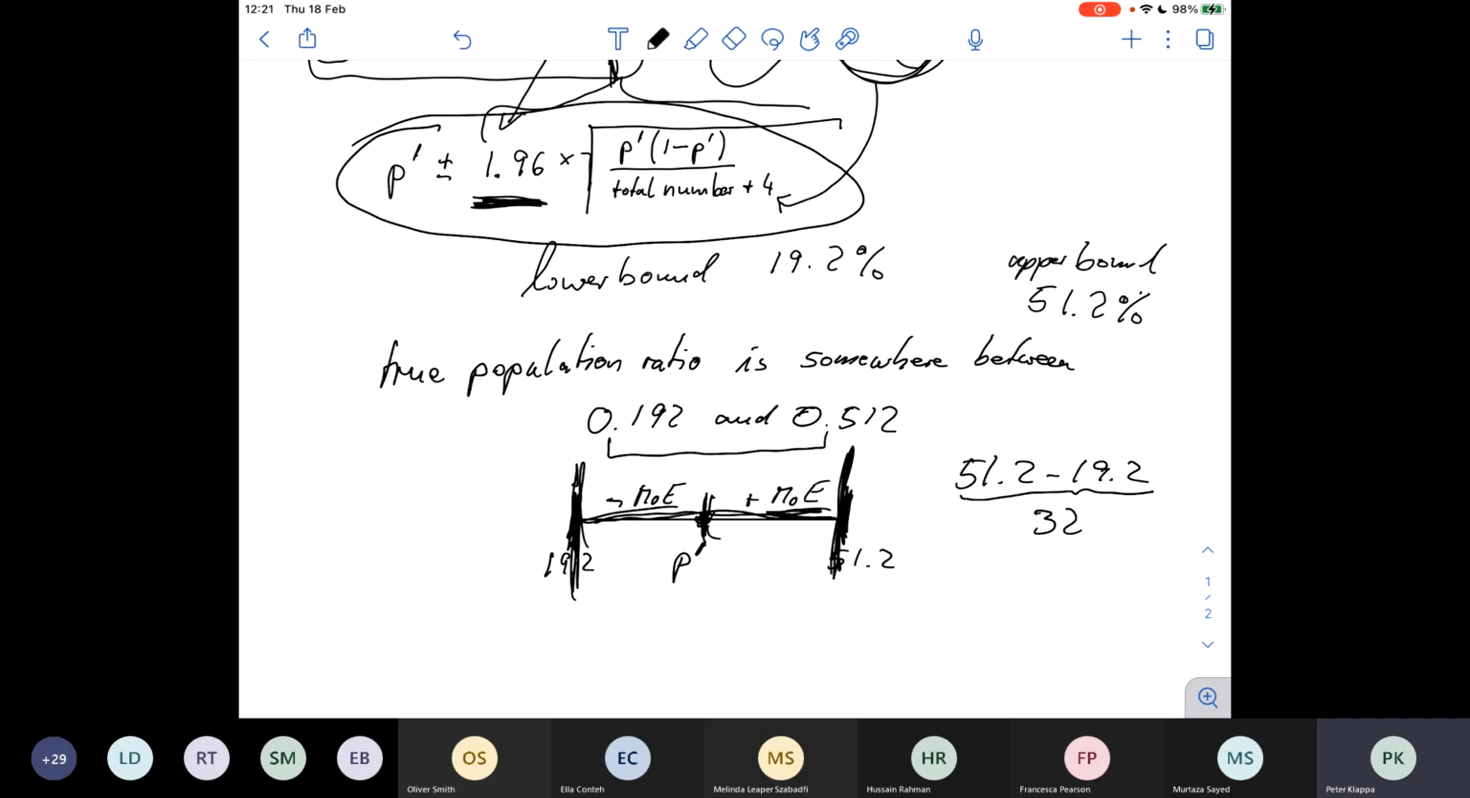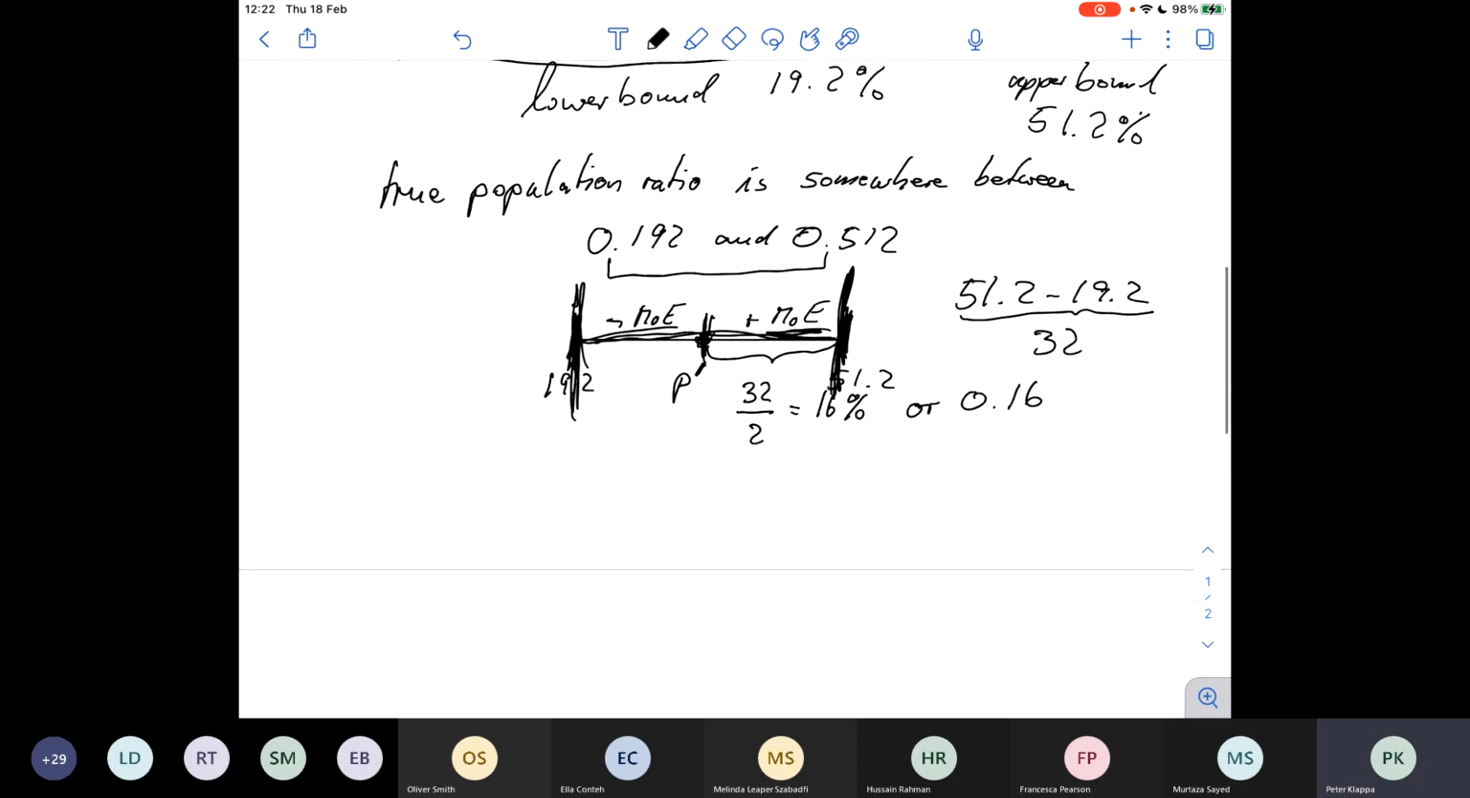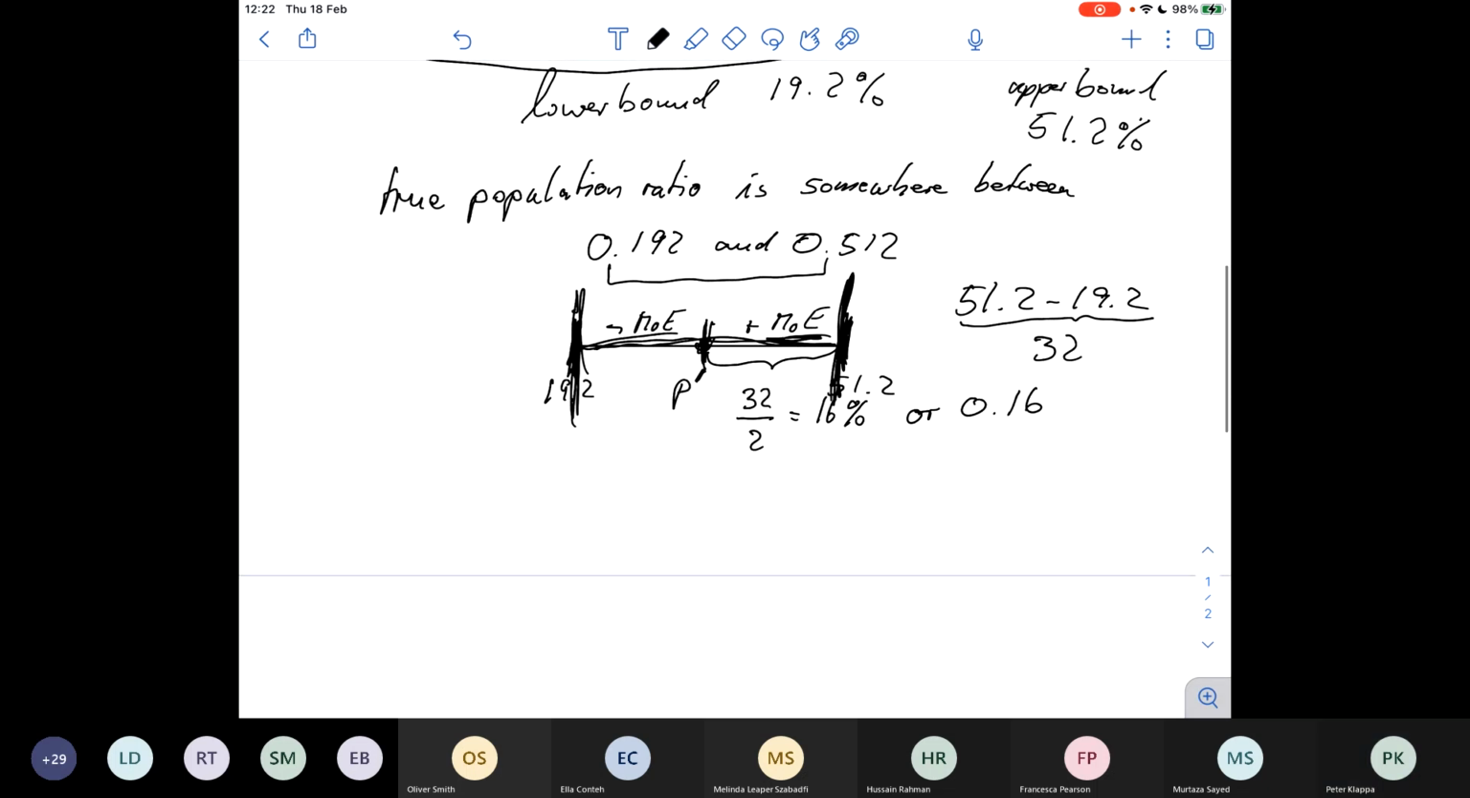And what we need to do is take this one. So this would be 32 divided by 2, and that would be 16%, or 0.16. So what we find is that the whole thing is 16%.